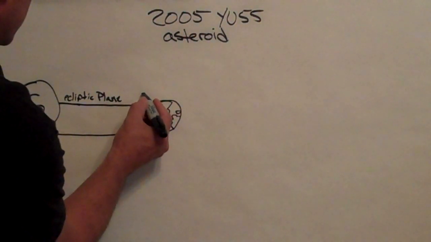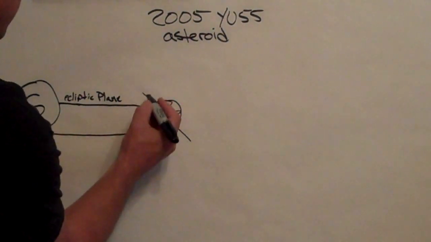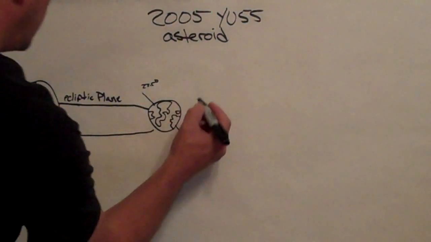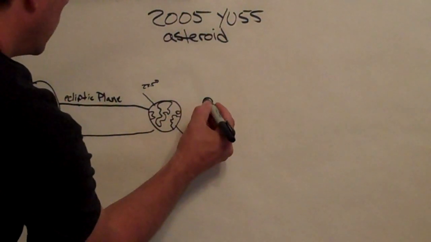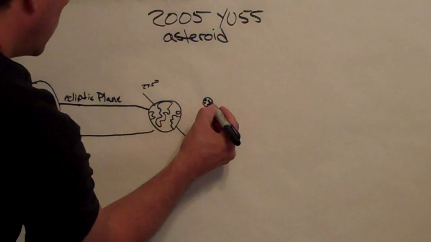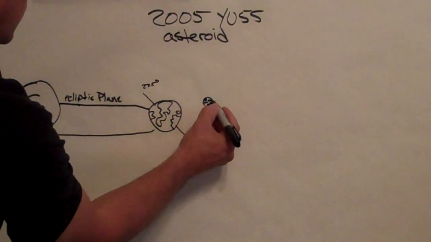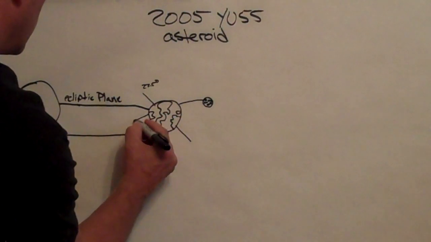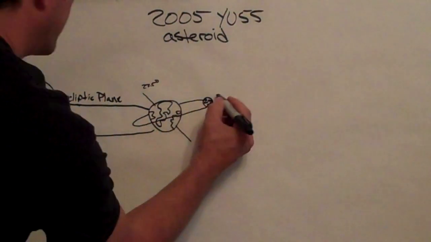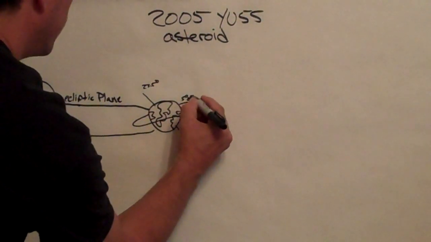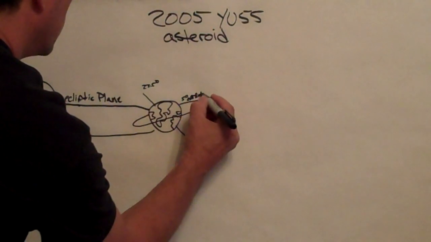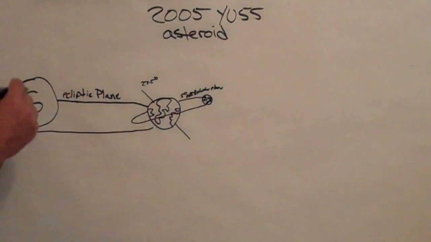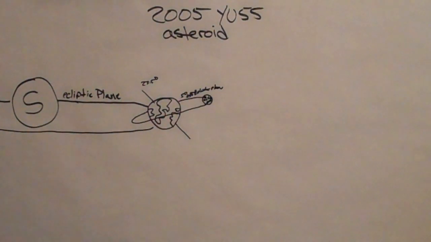The Earth is tilted 23 degrees off ecliptic plane. Okay, that's what we're talking about. The sun, the earth, the moon. What are we missing?